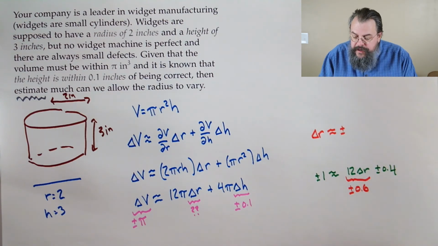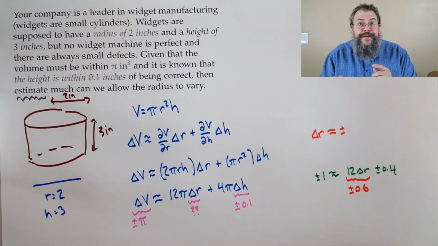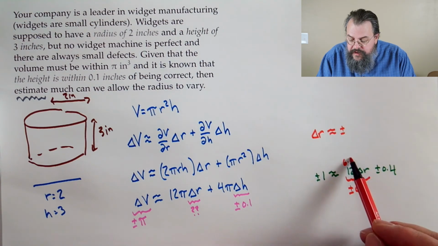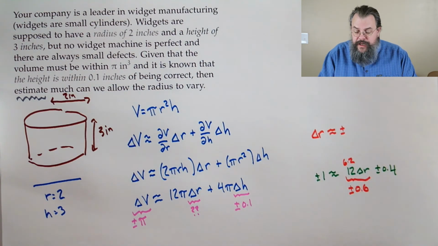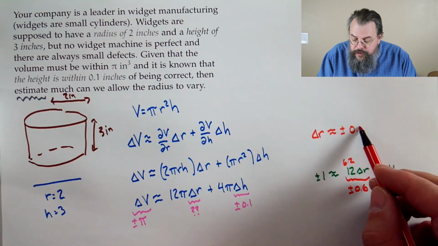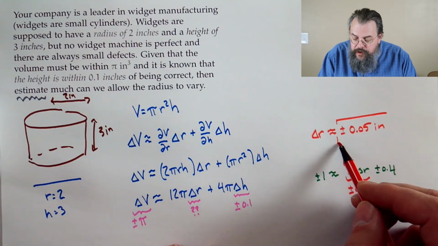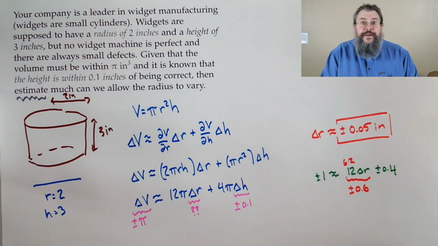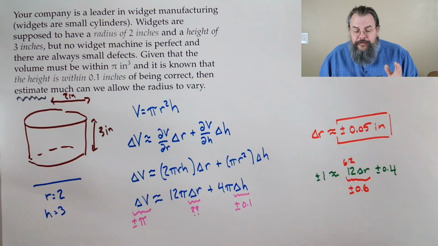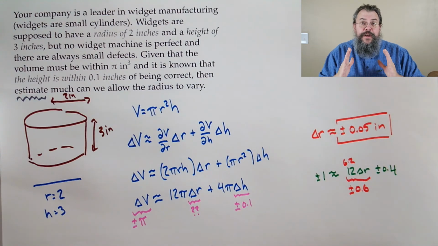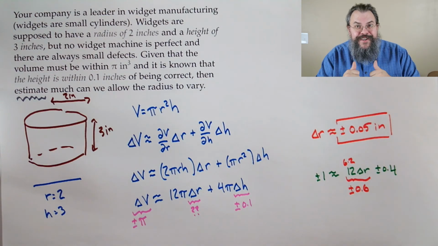All right, 0.6 divided by 12. Actually, it's not so bad, because you can think of 12 as 6 times 2. So the 6's cancel, and 0.1 divided by 2 would be 0.05. So that means we need to be within 0.05 inches, or a 20th of an inch. So we've got to be really careful with our radius. Our radius can't vary by more than 0.05. But as long as we keep it within that amount, our widgets will be good to go.